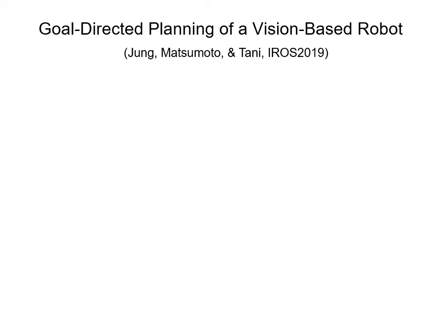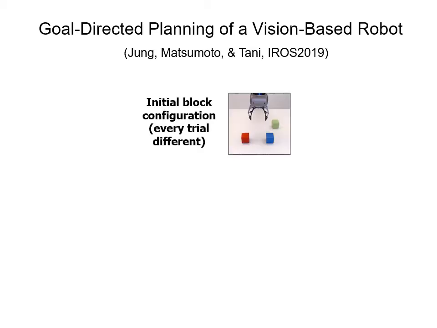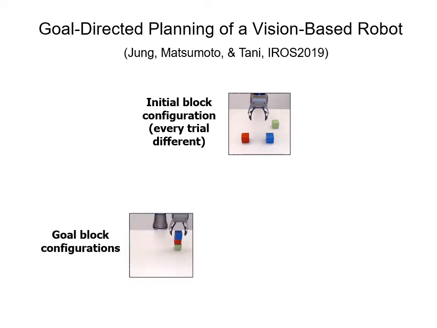In this video, I'd like to explain how a vision-based robot can generate goal-directed planning based on learning. In the current task, we consider that multiple colored blocks are located initially in random positions. Then a goal is provided in terms of a visual image like this.